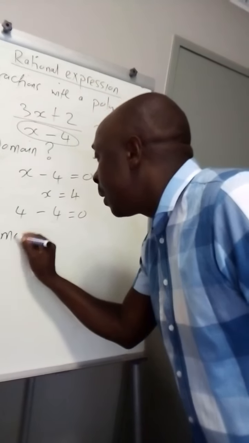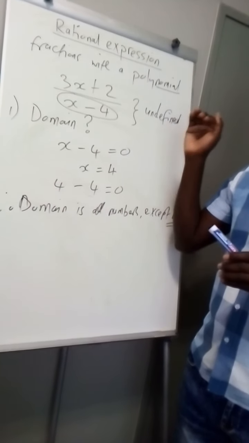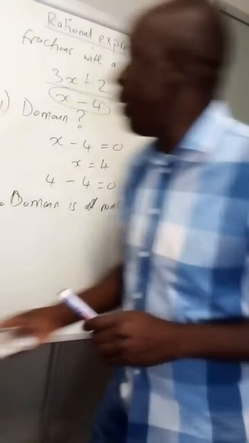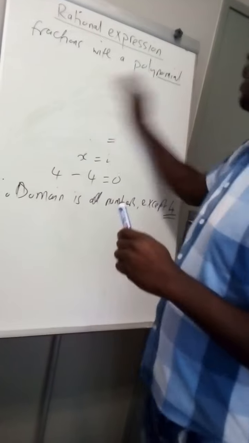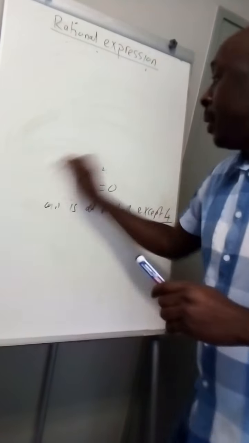So that is the first step when dealing with rational expressions: you need to find the domain of the expression. Okay, let's do this other one together, just to make sure that you understand.